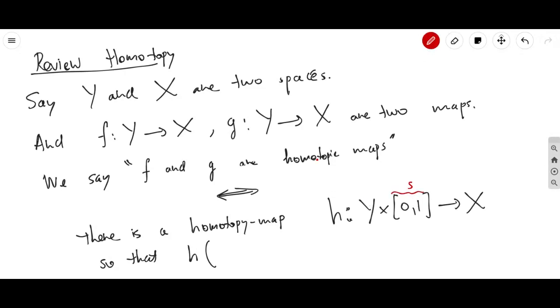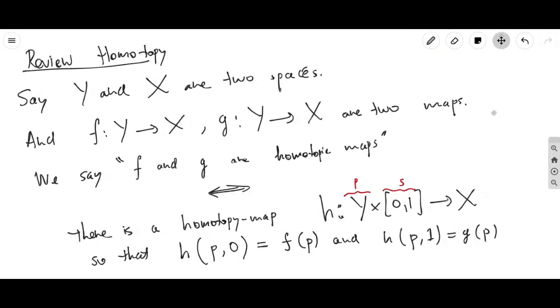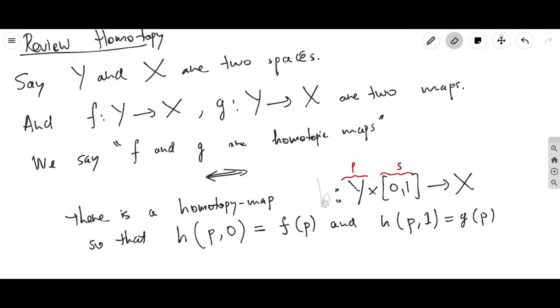And let's say a point in Y, let's just call it P. So H of (P, S), so that H, when you set S equal to 0, you get the first function. And when you set S equal to 1, you get the second function. So intuitively, this homotopy mapping continuously deforms the first mapping into the second mapping. That's the basic idea of what's going on.